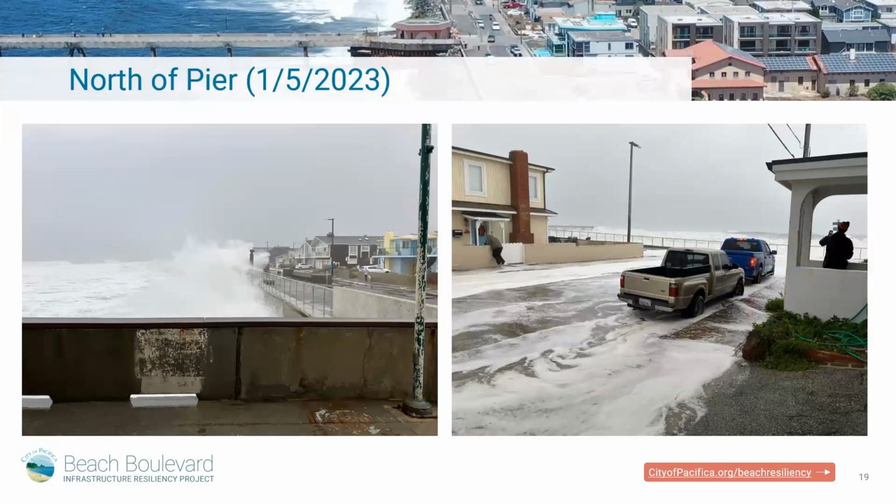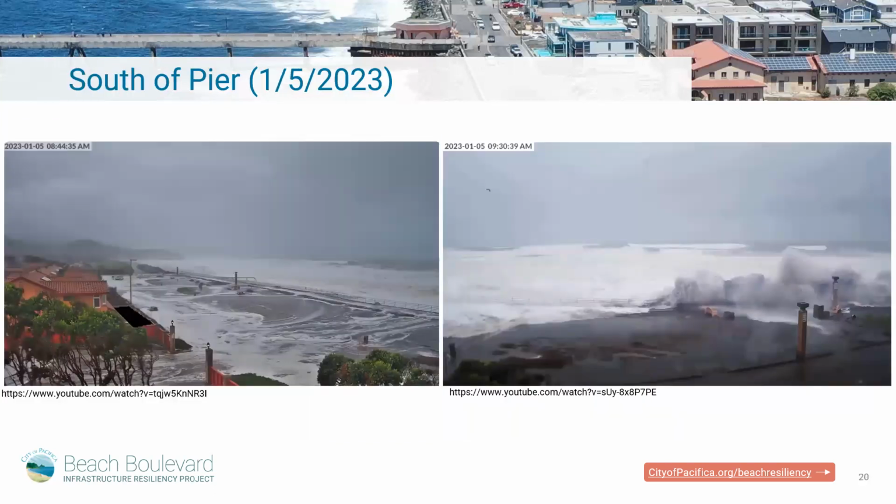So here's some examples of the wave run up. And if you hit the next slide button again, you'll see that this red line denotes what we call the total water level. It's the elevation of that wave run up. And so the wave rushes up the structure and then it overtops and then it floods the landward side. And these pictures show north of the pier on the January 5th, 2023 event, and water rushing down the street just from waves overtopping the seawall. Next slide.